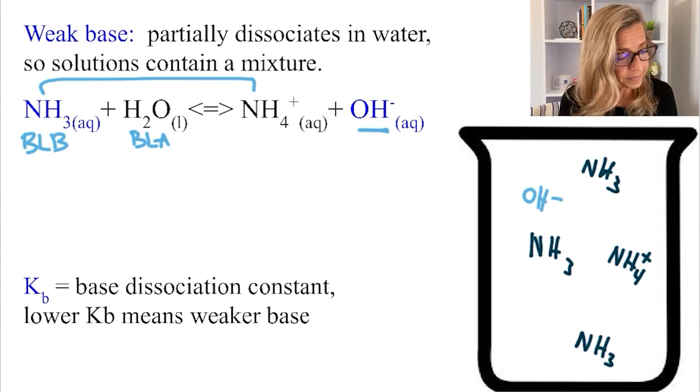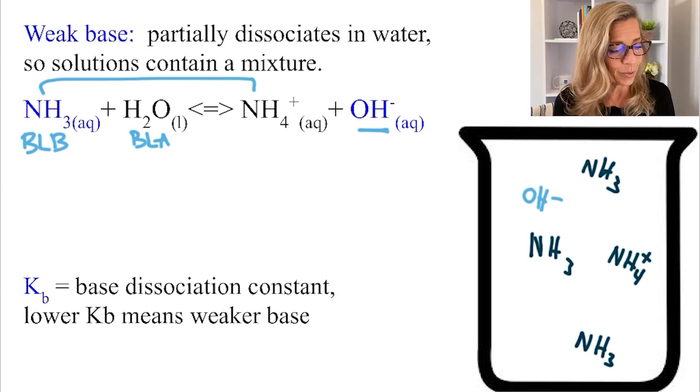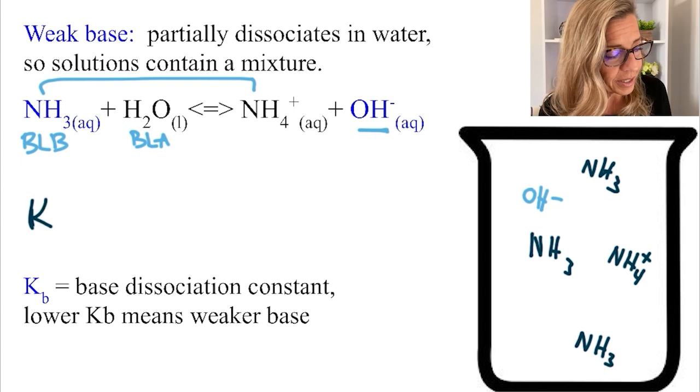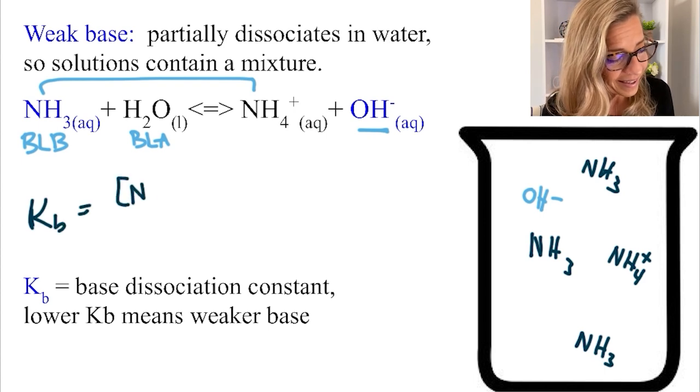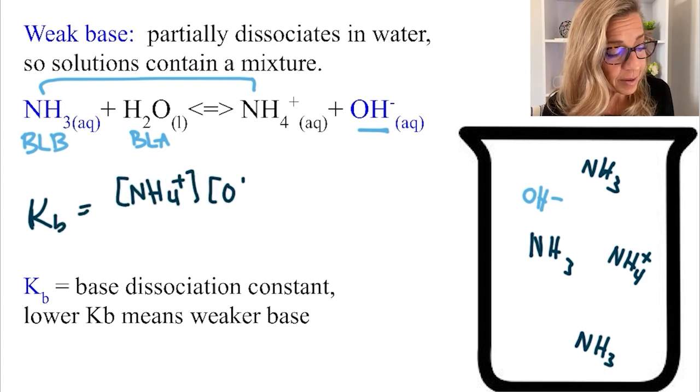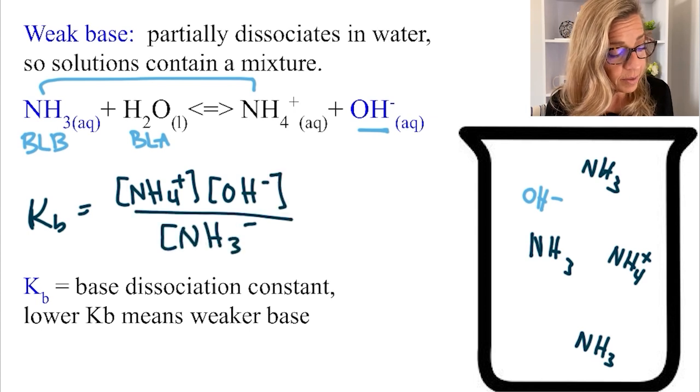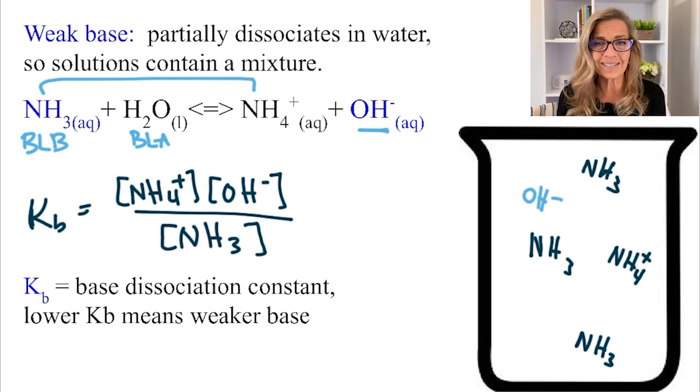So Kb is just the equilibrium constant for this base in water, and so the Kb expression is going to be the ammonium concentration times the hydroxide divided by the ammonia concentration. Remember, you don't include that water because it's a liquid in that expression. And so a Kb, just like a Ka, gives you the relative strength of that weak base. And these values are found in tables for you. You can look those up.